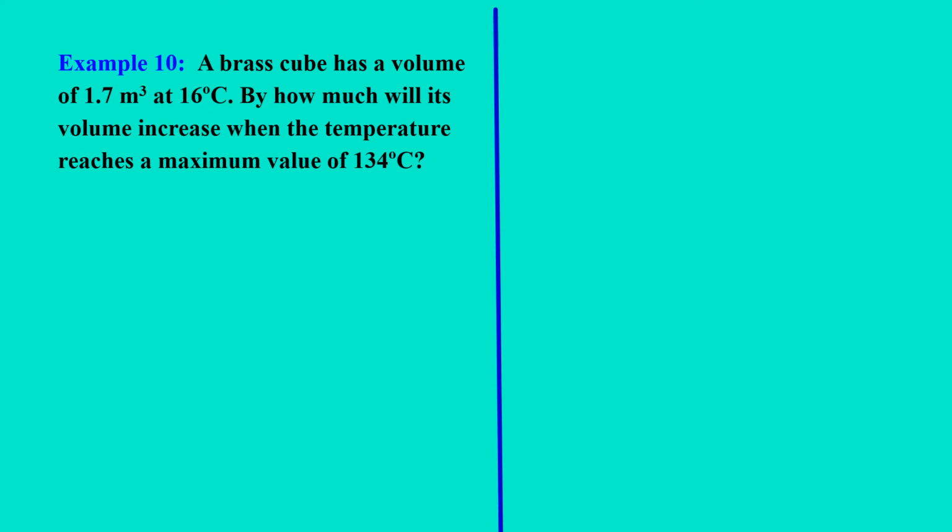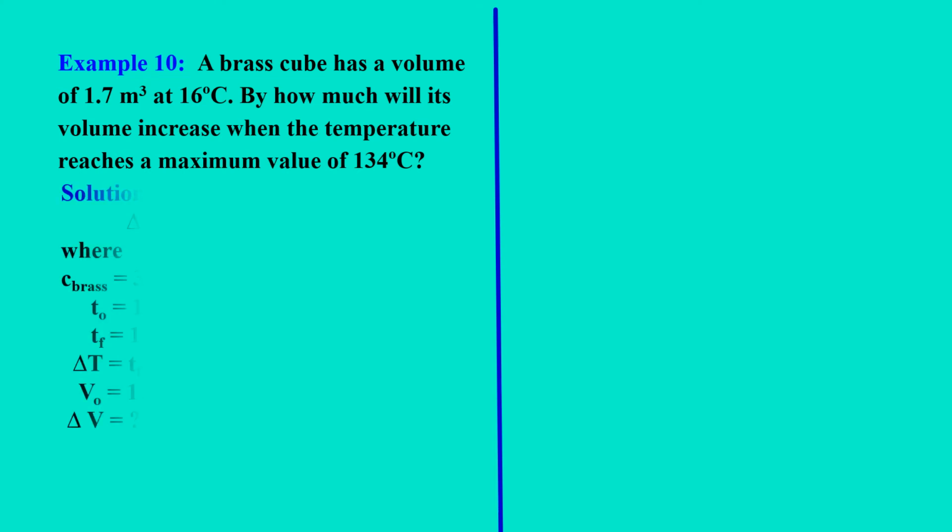Now, let's continue with the examples. Example number 10. A brass cube has a volume of 1.7 meter cube at 16 degrees Celsius. By how much will its volume increase when the temperature reaches a maximum value of 134 degrees Celsius?